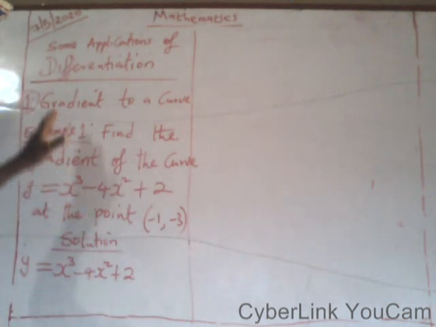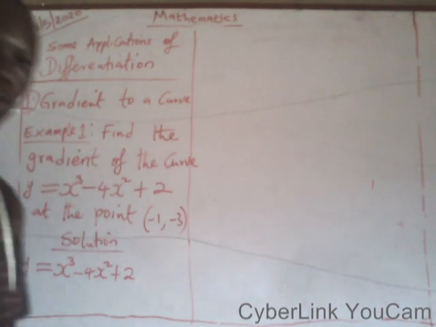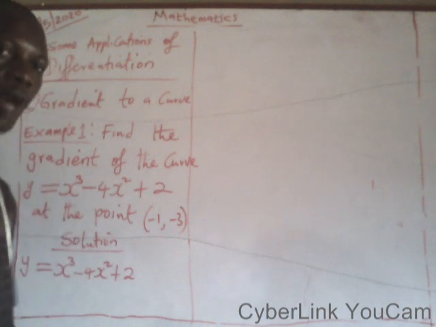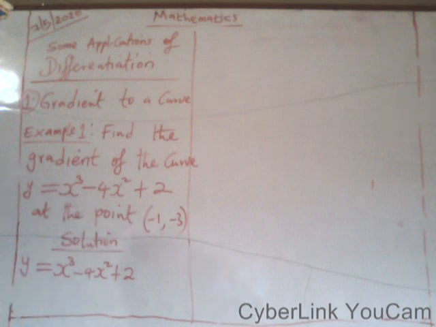And under the subtopic, we have the gradient to the curve. How can we use calculus, differential calculus, to find the gradient to the curve? As you know, when you are given a curve and you have to find the gradient to that curve, what you need to do is differentiate that curve once, just once. And the example is what we have here.